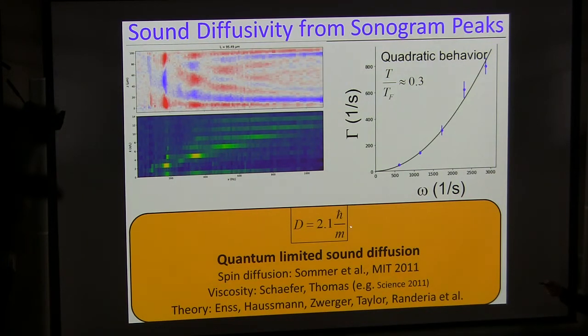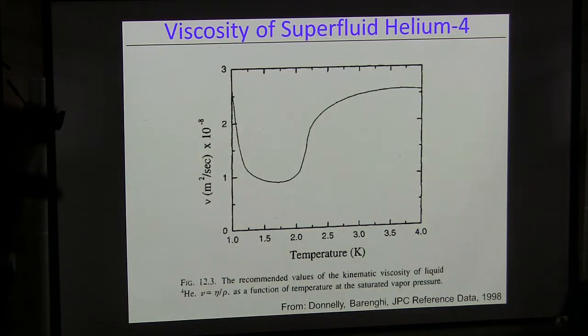And out comes, without us putting h bar in, some number times h bar over m, as I promised, which should be a typical diffusivity in these strongly interacting regimes. Now, at that point, it's actually interesting to look at other superfluids and to learn a little bit about their diffusivities. One is, of course, superfluid helium-4.